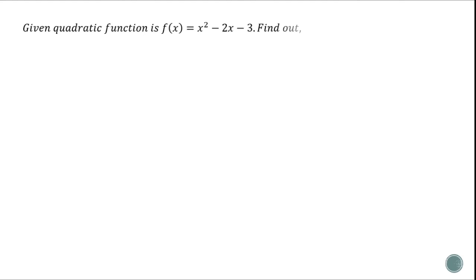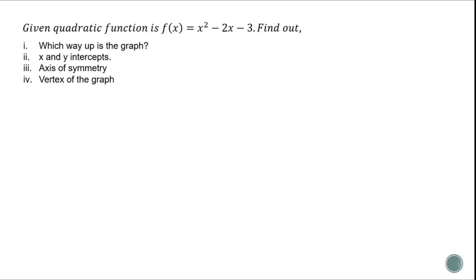So I think we are all set to discuss one simple example of a quadratic function. The function is given to us here and we have to find the answers to four questions: the graph orientation, x and y intercepts, axis of symmetry, and vertex of the graph, the point of the graph. Okay, the first question will be very simple. The graph is concave up. I just determined it on the basis of the coefficient of x squared. It is positive, so my graph will obviously be concave up.